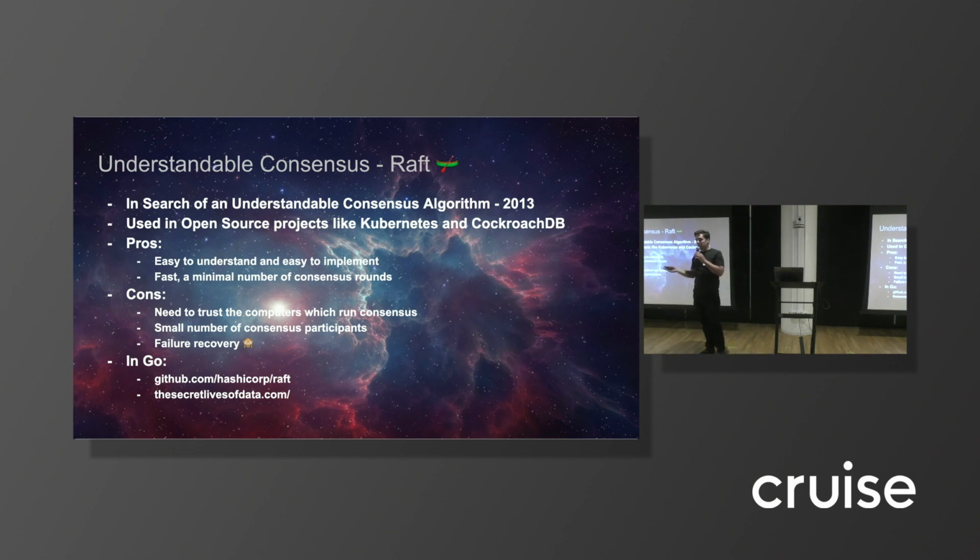It's much less complicated than Paxos. It's a little bit faster. But again, we need to trust the computers which are running this consensus. And it's limited to a relatively small number of consensus participants. You can run Raft clusters of up to 50 to 100 nodes, but scaling beyond that becomes slightly problematic. Also, again, failure recovery here. If you've ever tried to recover an etcd cluster, the tooling's gotten a lot better in the last few years, but it's still not great.